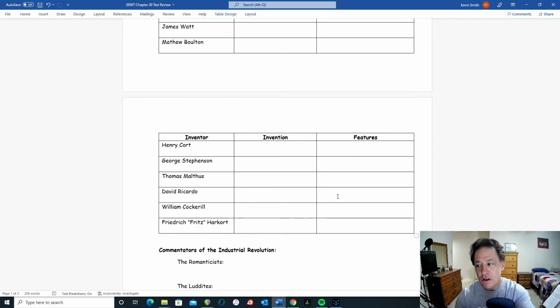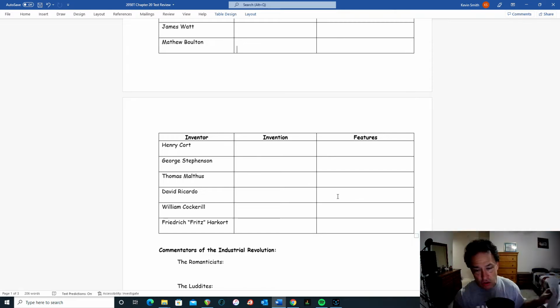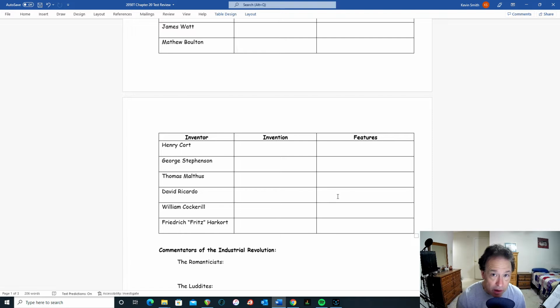Henry Cort was an inventor who actually invented two very important things to the Industrial Revolution. One of the things he invented was the puddling furnace. In order to have an industrial revolution, you need iron. And the puddling furnace was a furnace that was capable of generating a huge amount of heat for smelting iron quickly and efficiently. The other thing that Henry Cort invented, so he invented two things, was the rolling mill. With the rolling mill, you could roll that molten iron into any shape you wanted to. So that was a huge step forward.